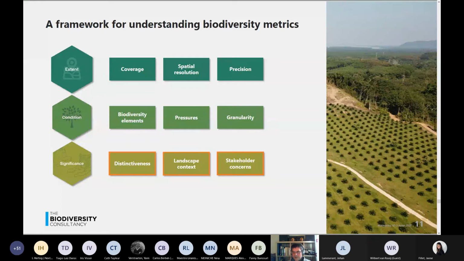Does it consider the landscape context? Are we looking at the landscape integrity and intactness? And then, very importantly, does it take into account stakeholder concerns? Because biodiversity is local, and those concerns may vary very significantly. So that provides a sort of framework for thinking about a metric. Next slide, please.